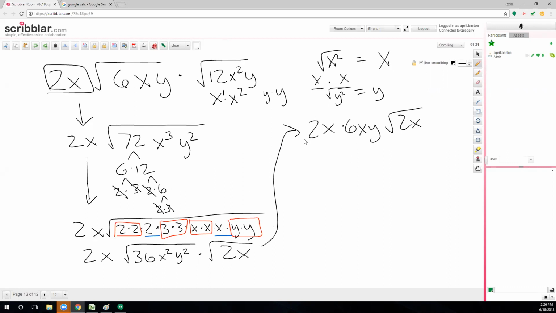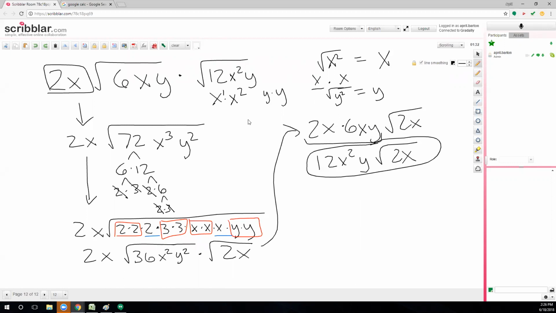And then our final step is to combine anything in front still with multiplication. So 2 times 6 is 12, and x times x is x squared. Y didn't have anything to multiply by, and the square root of 2x is just coming down as part of our final answer. So that works with our variables.